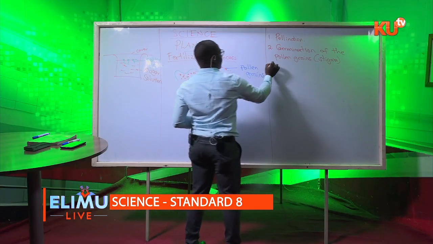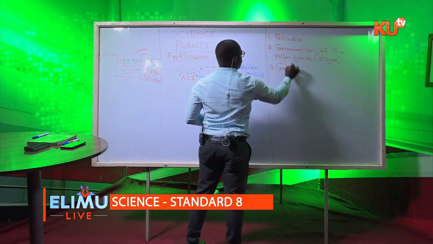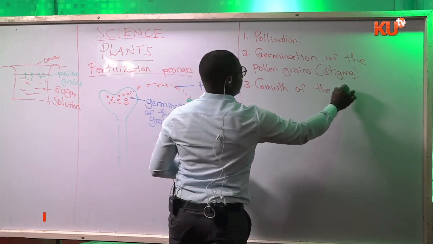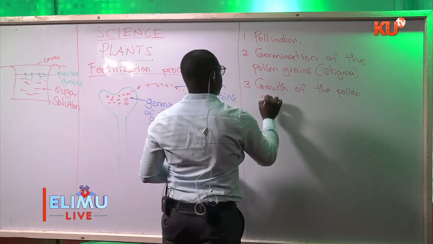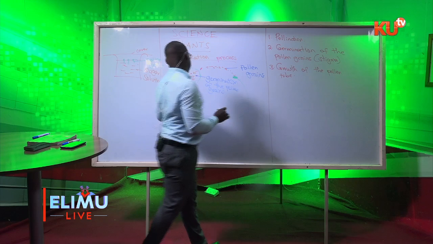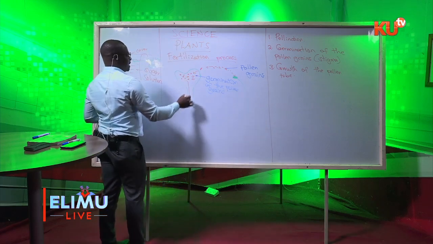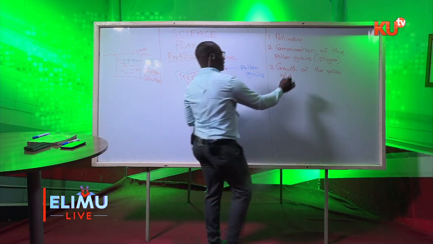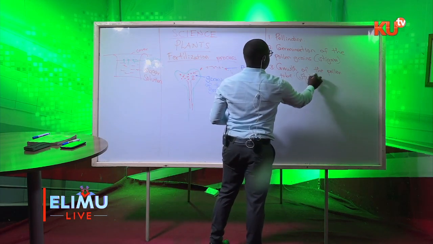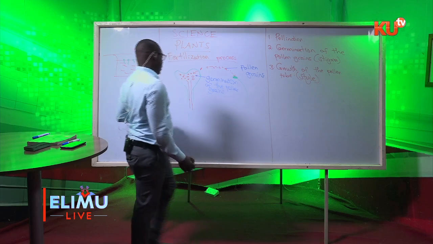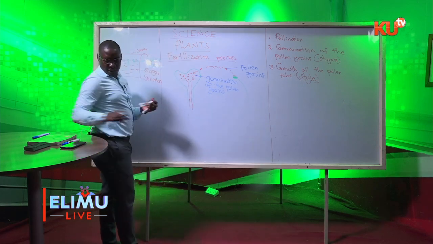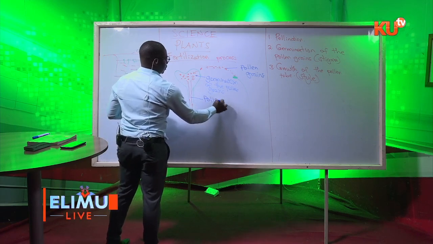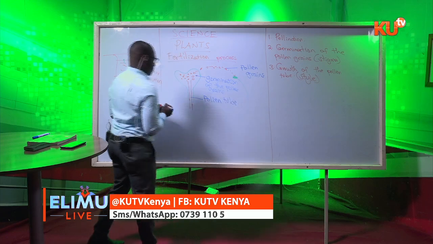Step number 3 is growth of the pollen tube. Once the pollen grains have germinated, there will be a tube that will grow. So the pollen tube grows in the style. Germination takes place in the stigma. So this one we will refer to as the pollen tube.